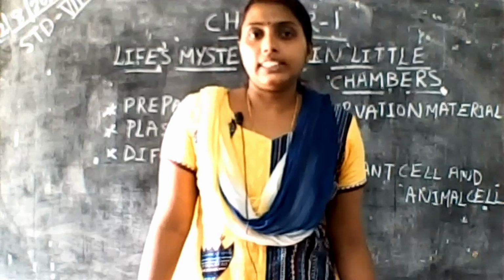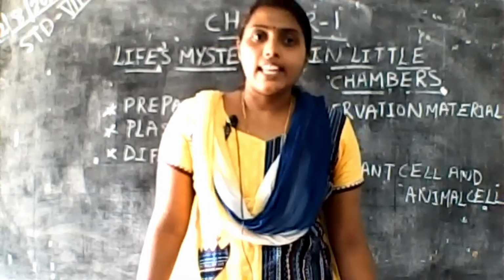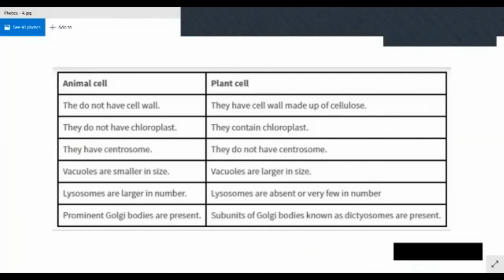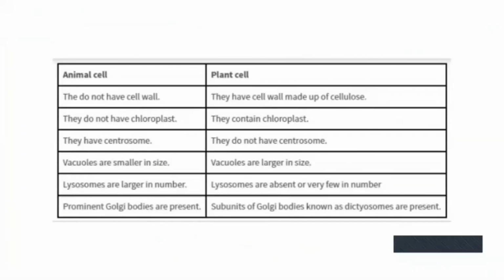Now lastly, we can see the difference between the plant cell and the animal cell. We have already said that animal cells do not have a cell wall. Plant cells have a cell wall made up of cellulose. Then animal cells do not have chloroplast. Plant cells contain chloroplast. Then animal cells have a centrosome present. For plant cells, the centrosome is absent. They do not have a centrosome.